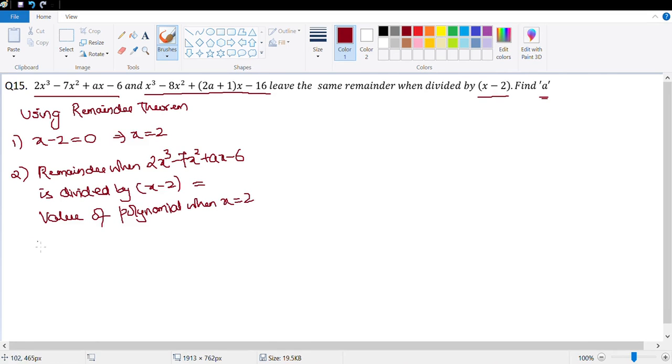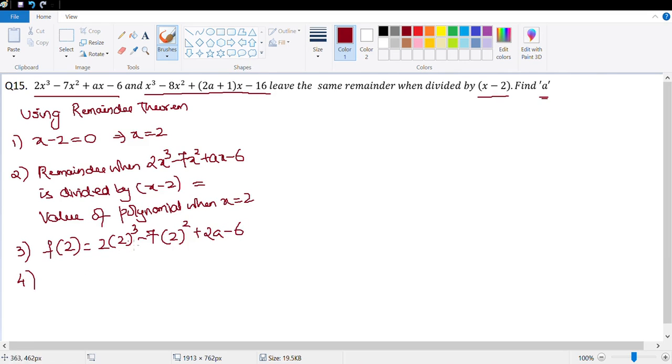Correct. So let's figure out the value of the polynomial when x is equal to 2. When x is equal to 2, the value of the polynomial, which is the remainder, will be 2 times 2 cube minus 7 times 2 square plus 2 times a minus 6.